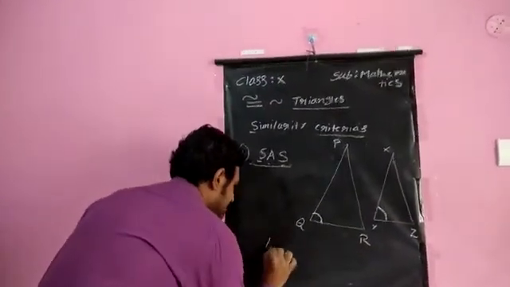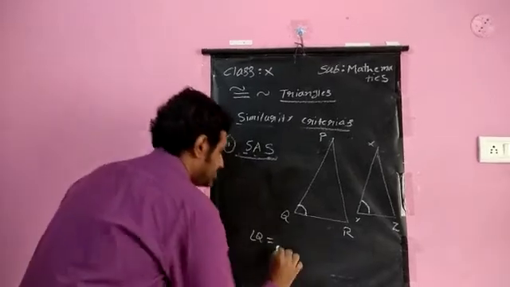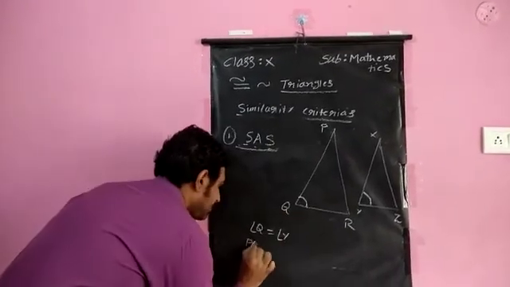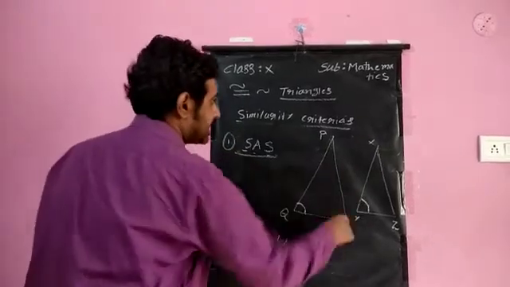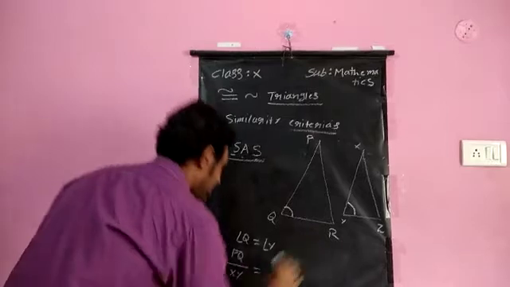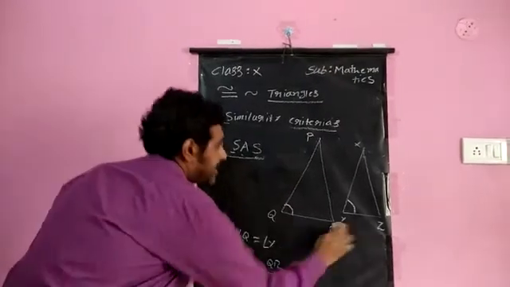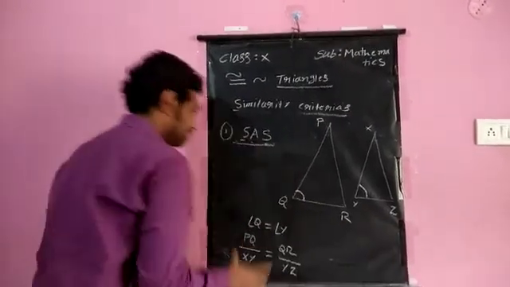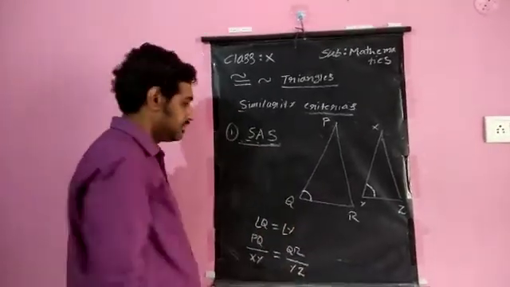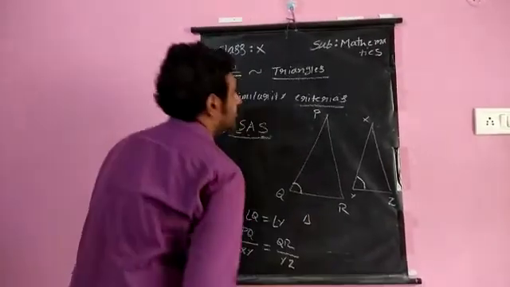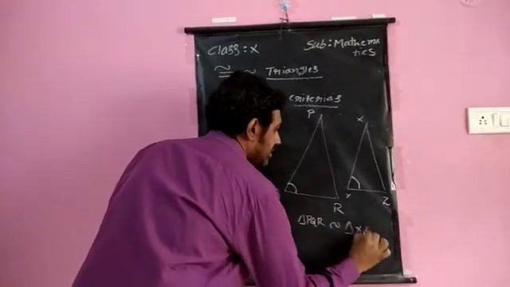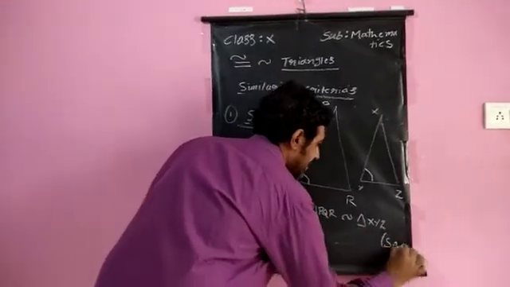In these two triangles, if I say angle Q equals angle Y, and PQ by the corresponding part XY, PQ by XY equals QR by YZ. The angles are equal, the sides including these two angles are proportional. Then we can say that triangle PQR is similar to triangle XYZ. This is by using side angle side similarity.